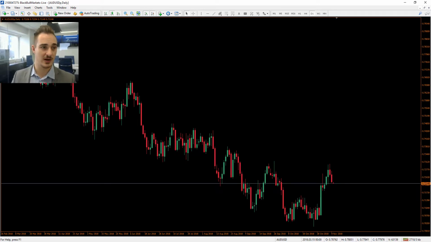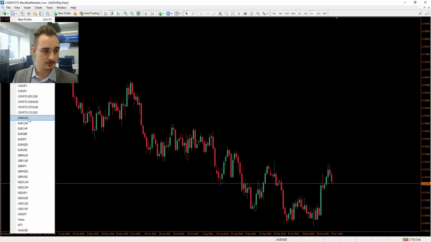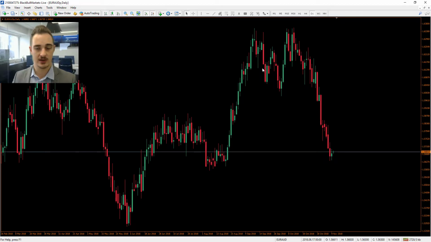And then moving on to our Euro Aussie. So this is the EURAUD. This is a daily time frame. So again, a potential setup for a head and shoulders pattern. You can see we've got our left shoulder forming down to the neckline, and the head has moved down further to the neckline again.